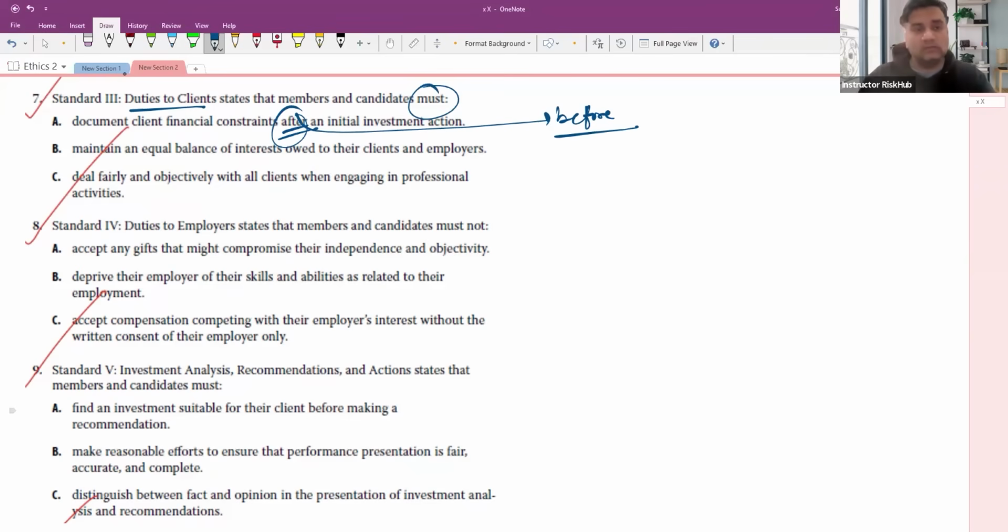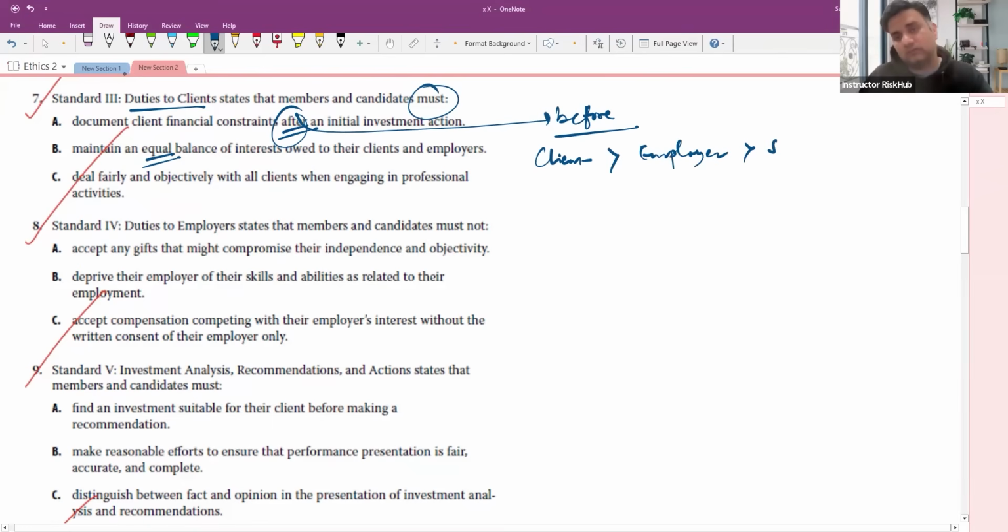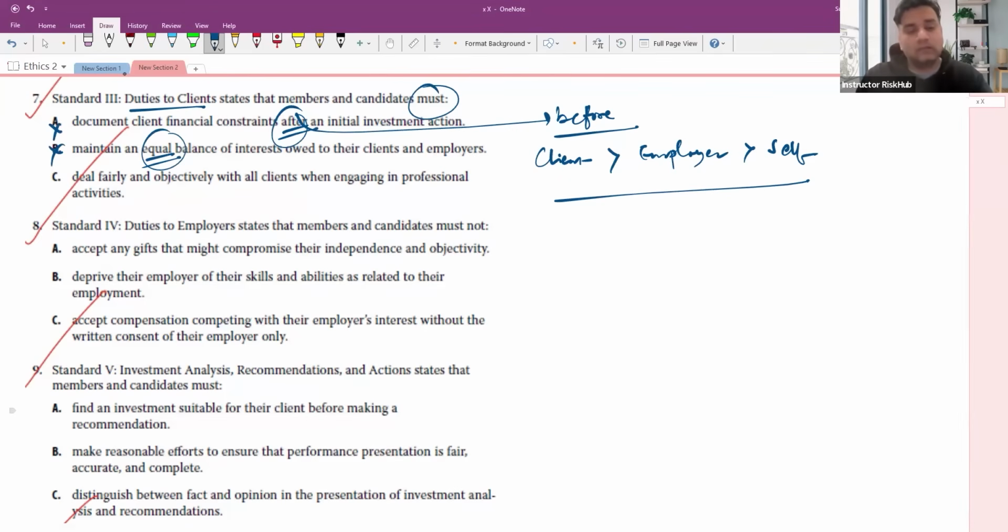See, in CFA parlance, or CFA language, client comes first, then employer comes, then self comes. So you cannot have an equal balance, so that also goes away. You're only left with C, which is duty to client. It states that members and candidates must deal fairly and objectively with all clients when engaged in professional activities. Basically it applies to your research, your recommendations, and your trades. All those things: research, recommendation, and trades.